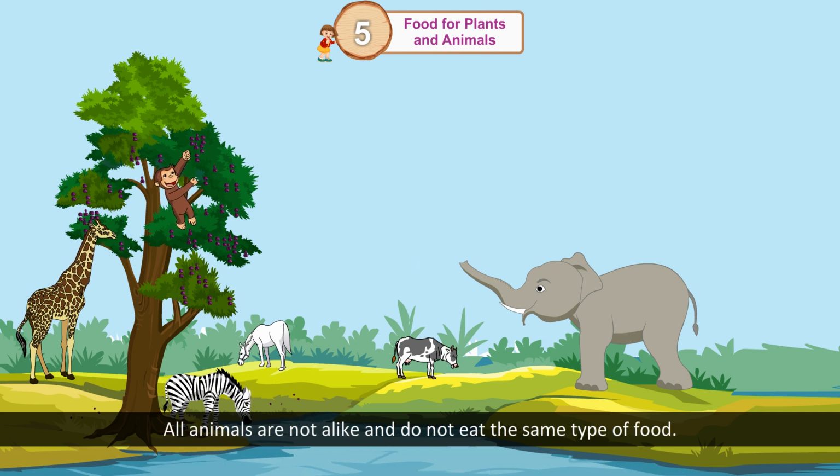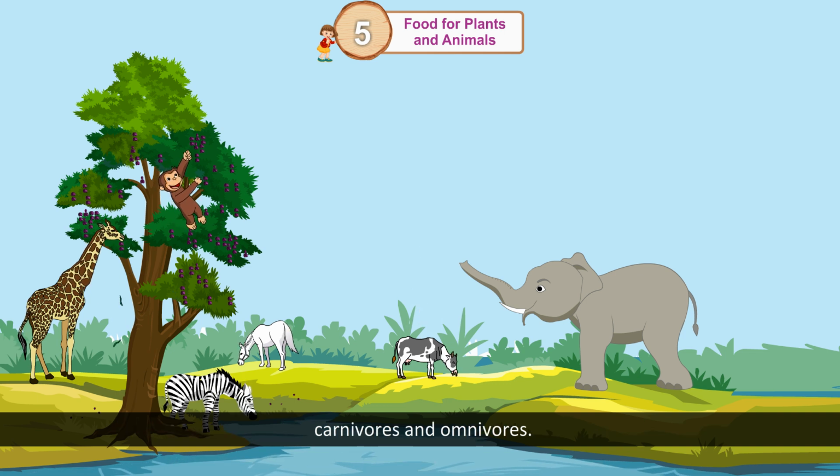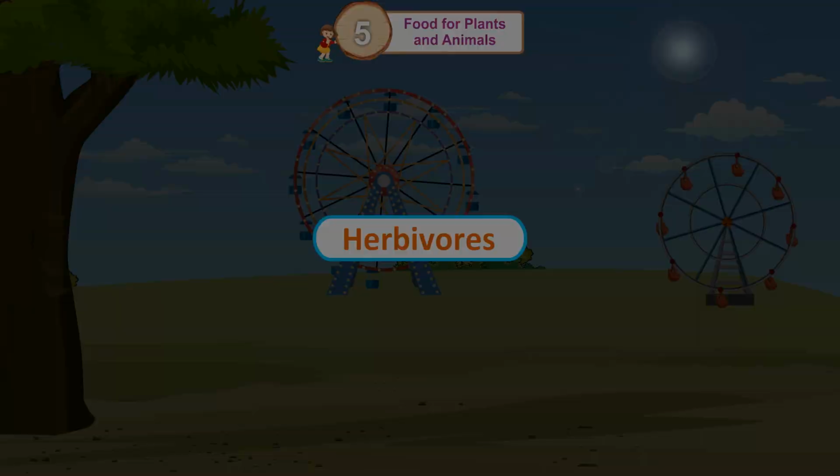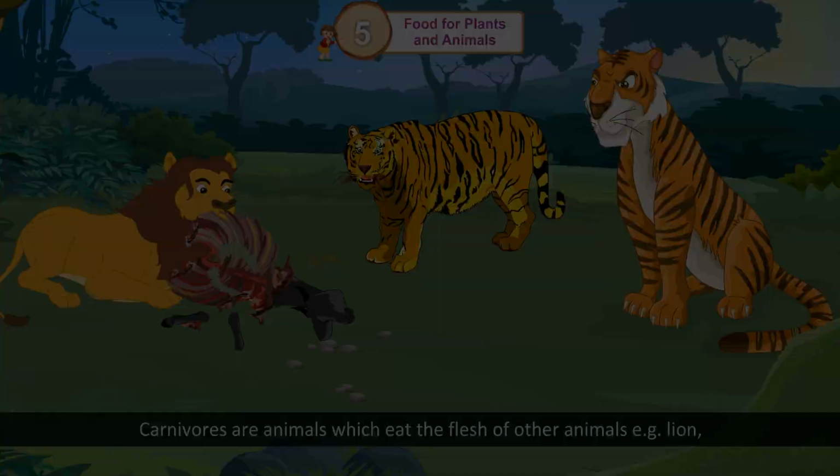All animals are not alike and do not eat the same type of food. Based on the types of food eaten, animals can be classified into herbivores, carnivores, and omnivores. Herbivores. Animals such as cow, goat, deer, horse, etc. are plant eaters. They eat only plants. They are called herbivores.